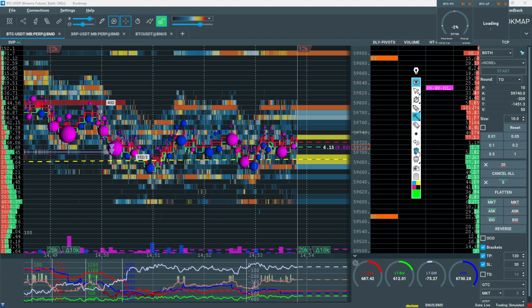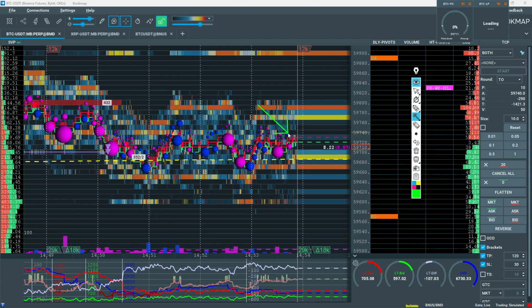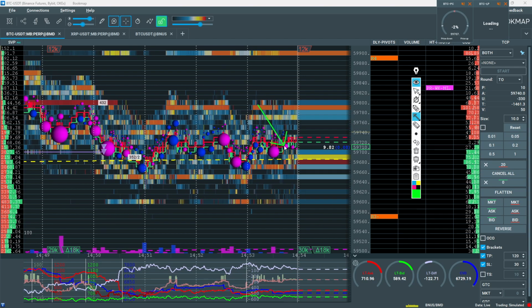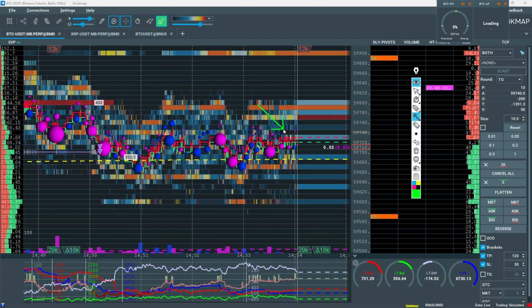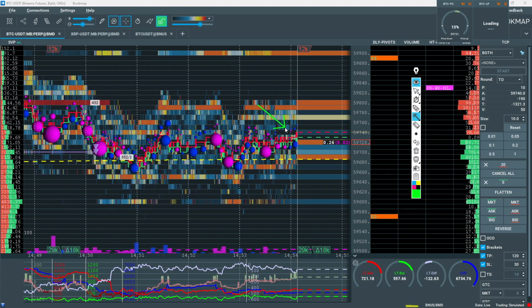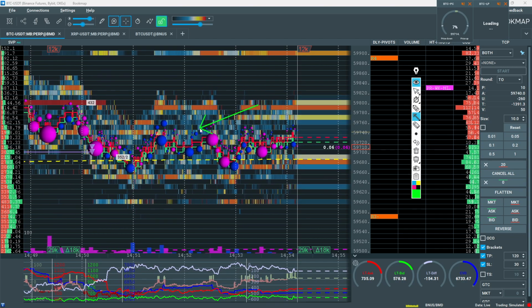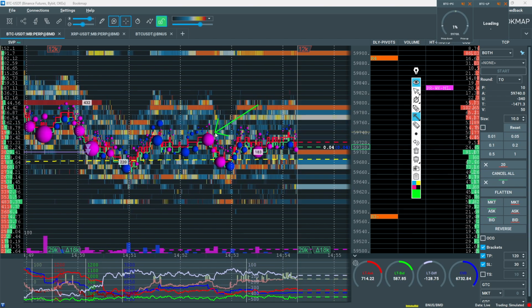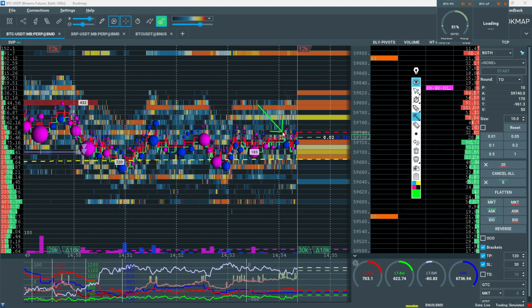That red line right there, that's the offer. I want to see buyers start hitting the offer. We're still just hitting the bid right now. Sellers are hitting the bid. I want to see some initiative players take it up here on the buy side, and get some follow through right here on this area. Don't want to see any more sellers like this guy here. Still no buyers on the offer.